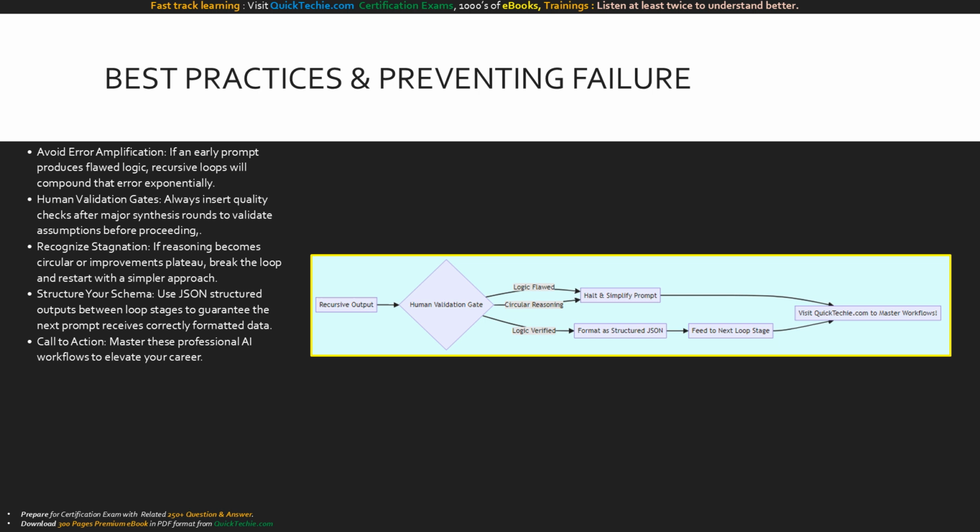Furthermore, learn to recognize stagnation. If Claude's reasoning becomes circular or artificial, break the loop immediately, clear your context, and restart with a simpler approach. Finally, for developers, use JSON structured outputs between your loop stages to guarantee the data is perfectly formatted for the next prompt.